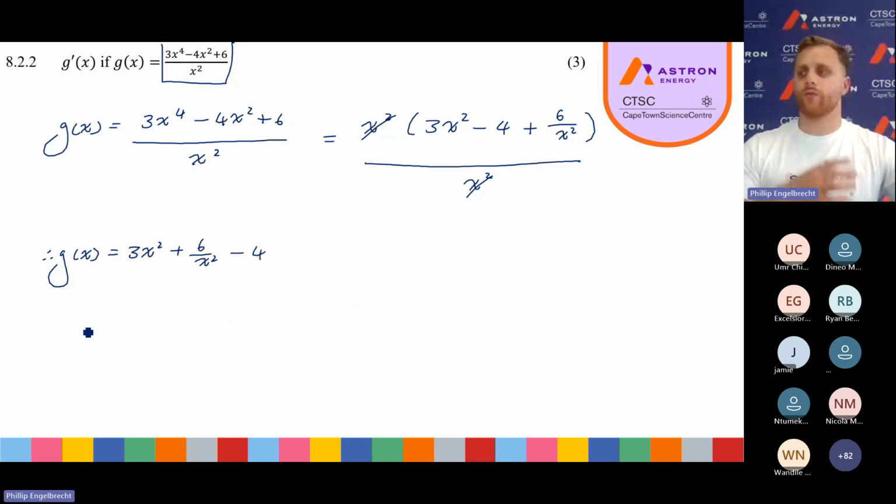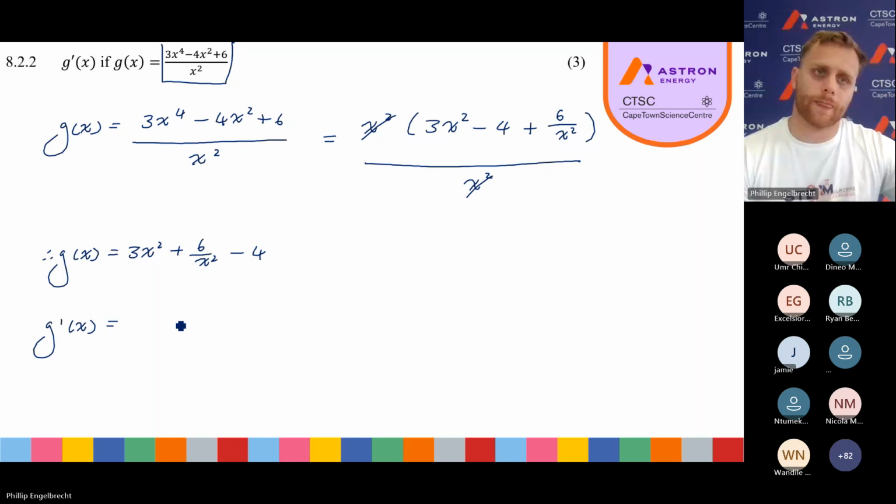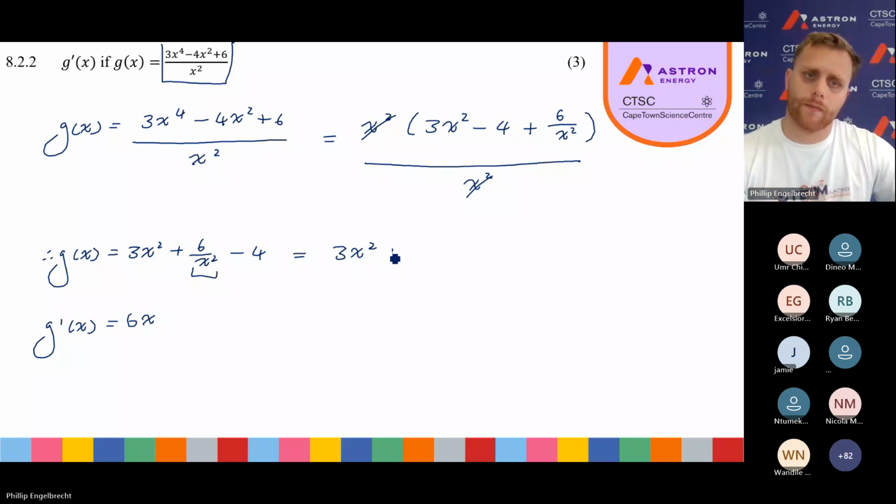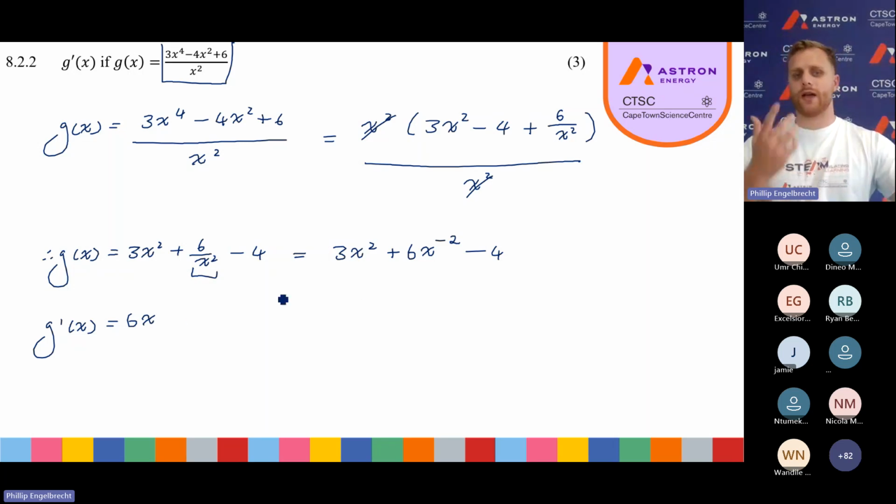So then once you have done that, you can take your first derivative. So therefore, my first derivative is equal to, this becomes 2 times 3, which is 6x, right? Oh, but before I can do that, I need to get rid of this x here. So this becomes 3x squared plus 6x to the power of negative 2 minus 4. Okay, so now you can finally take your first derivative.